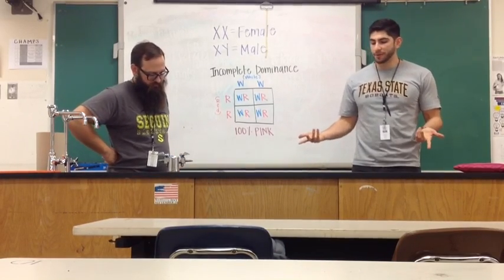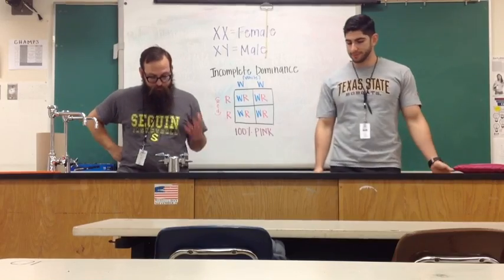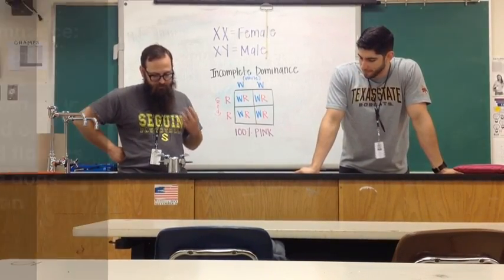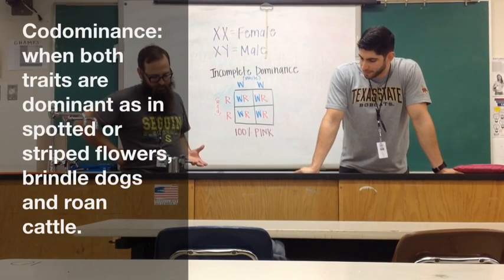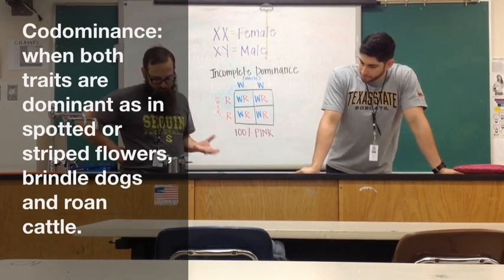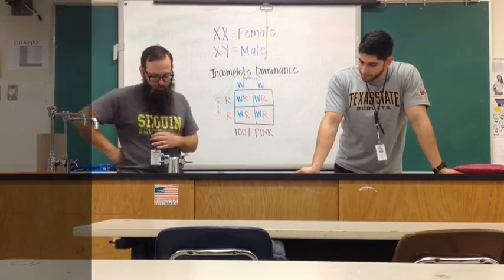But what if both traits are dominant? Well, if both traits are dominant, then you will see both traits expressed. This is referred to as codominance. An example of this would be spotted or striped flowers, brindle dogs, or roan cattle.